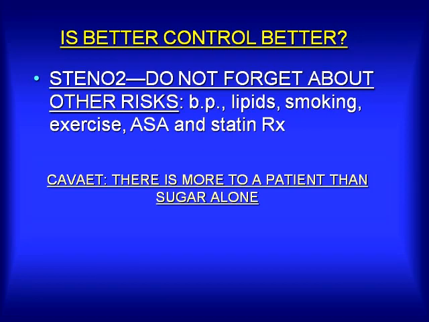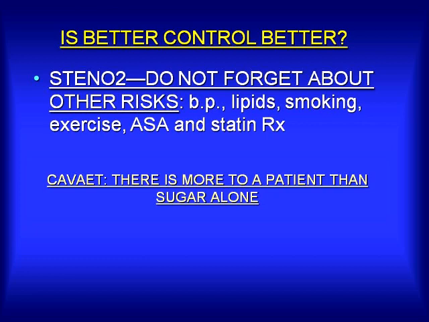So STENO 2 told us, don't forget about other risk factors: blood pressure, lipids, smoking. Get these patients exercising. Start them on aspirin, start them on statins. This study came out long before ACCORD and ADVANCE did, and yet it didn't get a lot of press because it's too hard to look after all of these things together. But it did demonstrate that if you do it, we're going to have a good result, whereas ACCORD and ADVANCE, which didn't pay as much attention to other risk factors, didn't show the effect. And the caveat of this is that there's a whole lot more to a patient than sugar alone.